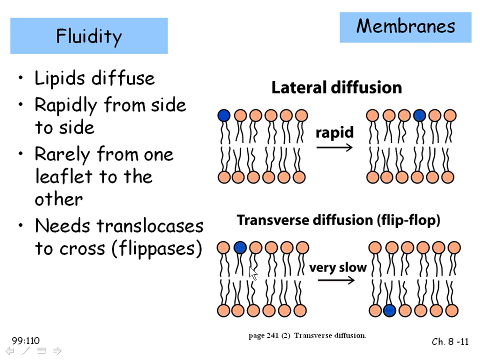But as you can imagine, diffusion the other way, of going from one leaflet over to the other leaflet, which we call transverse diffusion or a flip-flop, is not very fast spontaneously, because that polar head group would have to dive through that lipid sea and come out the other side. So going from one leaflet to the opposite leaflet does not happen very easily. And there are, in fact, enzymes that will do that, translocases. They're also sometimes called flippases because they flip it from one leaflet to the other. So lateral diffusion, rapid; transverse diffusion, slow.